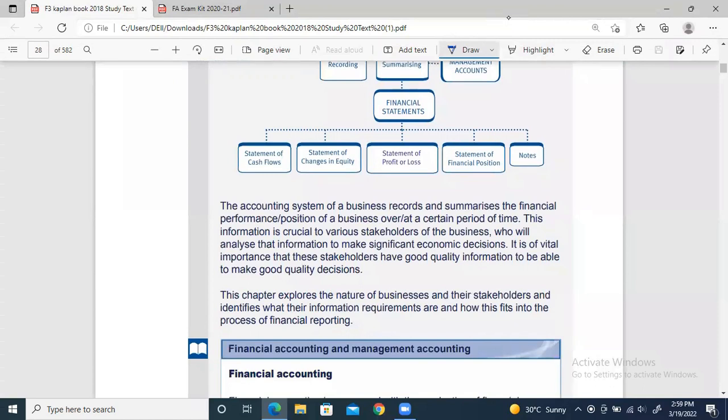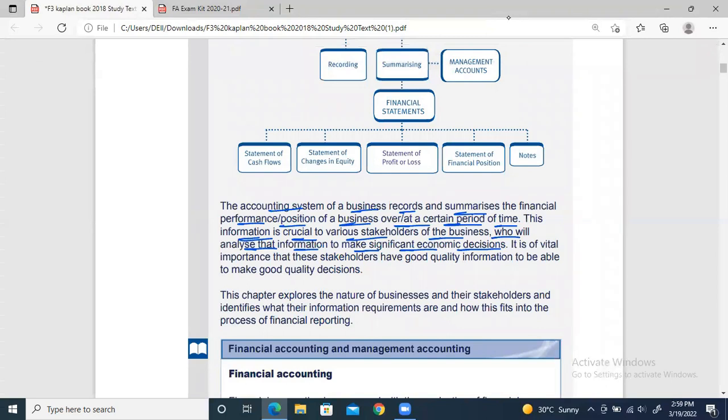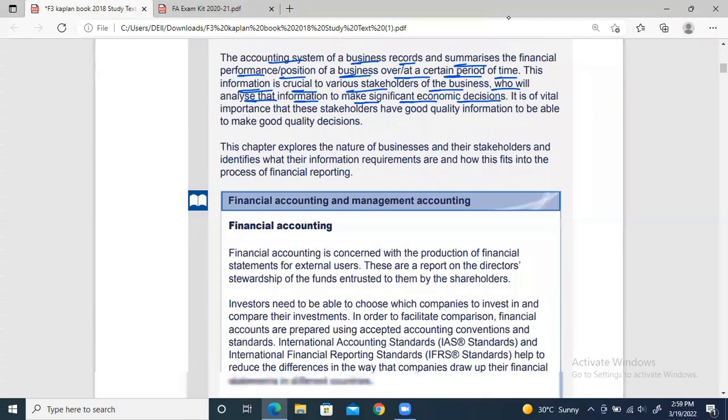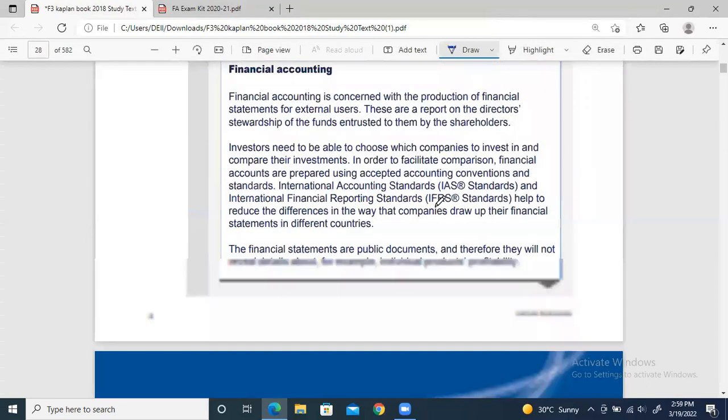This is basically just telling what the purpose of accounting is, right? The accounting system of a business records and summarizes the financial performance or position of a business over or at a certain period of time. This information is crucial to various stakeholders of the business, who will analyze it to make significant economic decisions. Obviously, we have studied the whole syllabus right now, so you'll be able to understand this very well: whatever we studied is all from the shareholder perspective, and shareholders look at all this information from the financial statements and make the decision of investing in the company, right? So these are very simple things, nothing difficult over here. You can also read this by yourself.